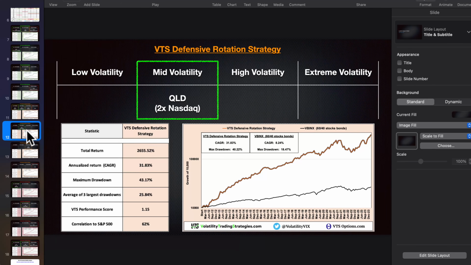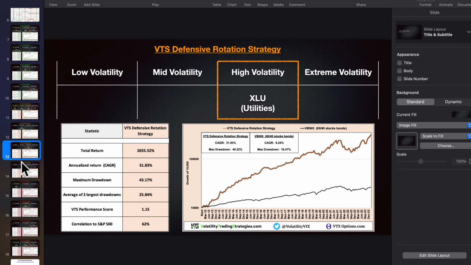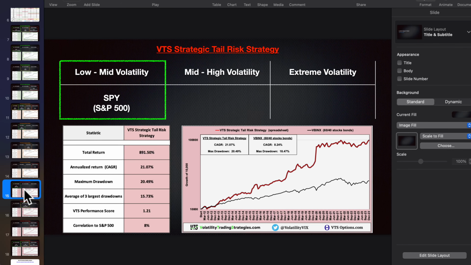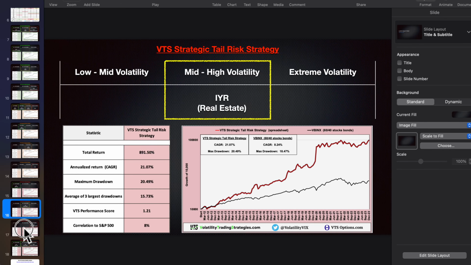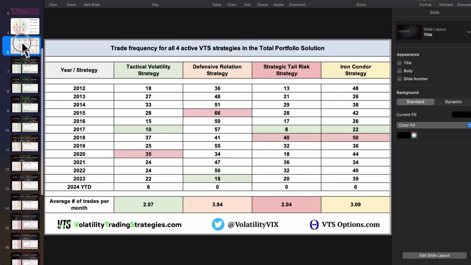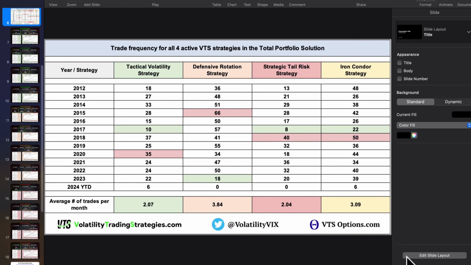Defensive rotations, kind of the same thing. There's 4 sections here, but mainly it's the QLD, which is 2 times NASDAQ, but we do cycle to utilities and we do move into cash. This one won't go long vol, but it is in cash. And then strategic tail risk, kind of the same concept, different thresholds, different volatility metrics. But again, the SPY is the driver of most of the performance. But then we can cycle out into real estate, and this one also will do long volatility. But again, we're not talking about day trading here. It's just 2 to 3 trades per month on average, just to sidestep those periods.